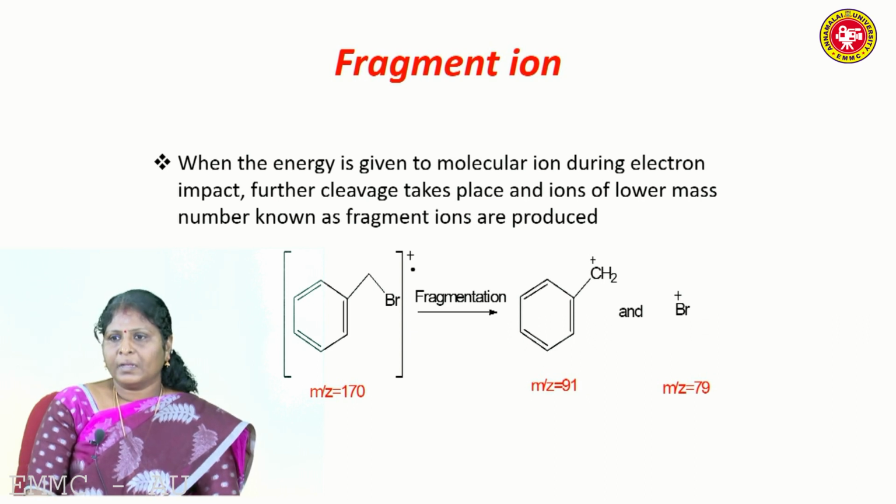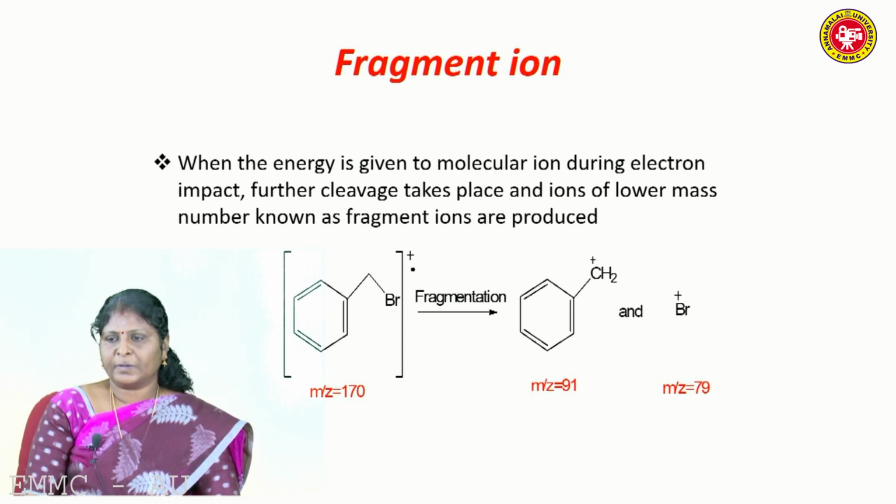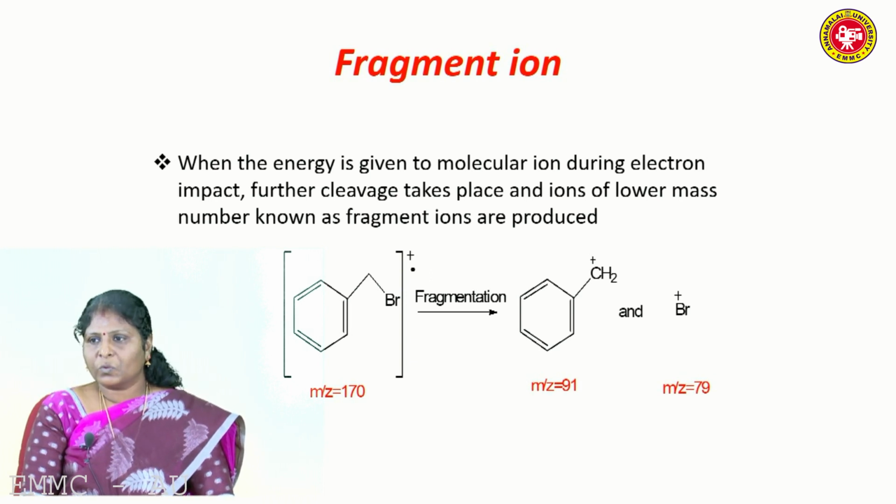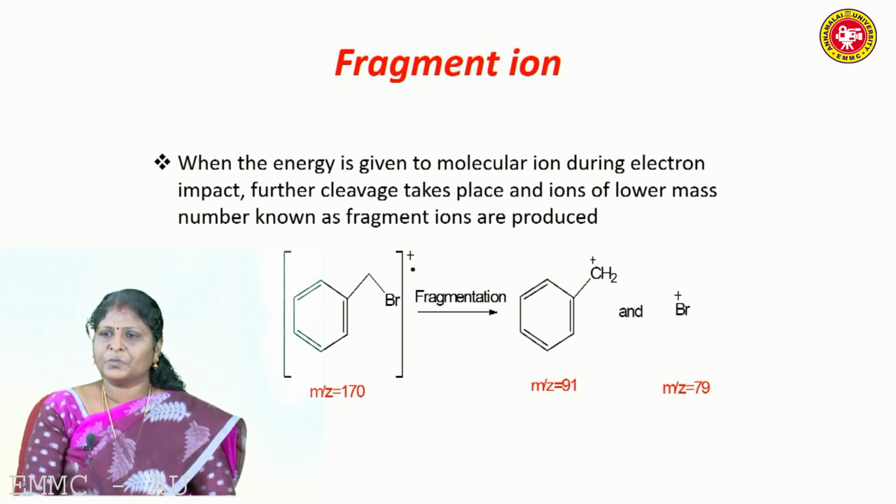Fragment ion. In the previous slide, we discussed that once the molecular ion is produced, the excess energy, actually we are using 70 electron volt, that electron is having 70 electron volt. Only a small amount of energy is used to remove one electron from that analyte. So the excess energy is dissipated in fragmenting that molecule. So many fragments can be obtained. We can expect fragment ions in the case of electron impact ionization techniques.